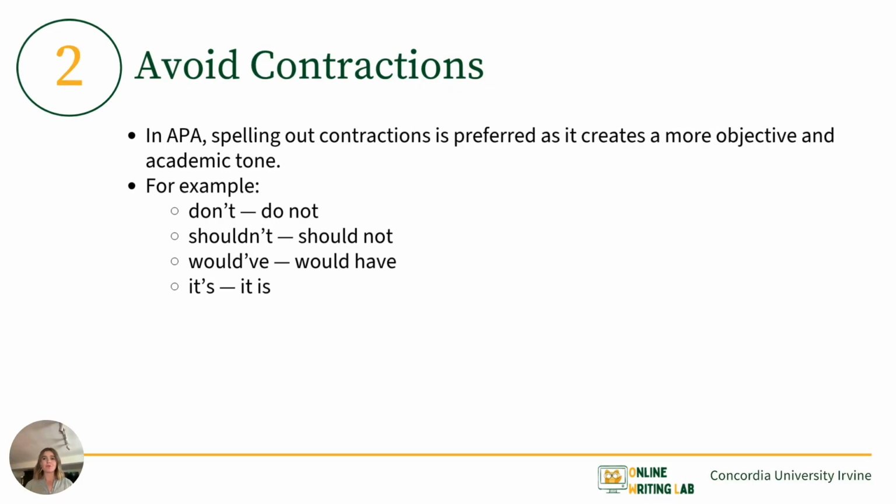The next step is to avoid contractions. Spelling them out is preferred as it creates a more objective and academic tone. For example, instead of don't, write do not. Instead of shouldn't, write should not. Instead of would've, write would have. Instead of it's, write it is.